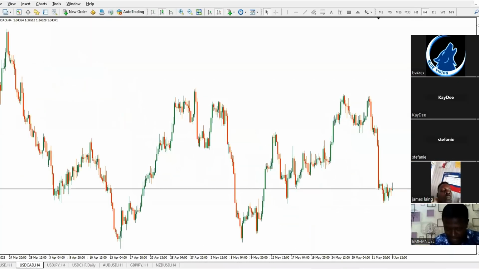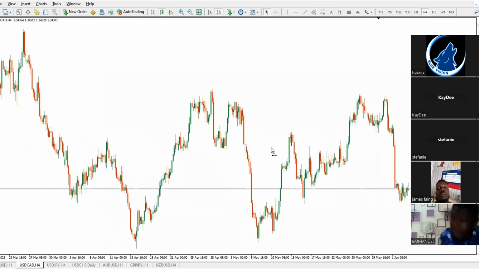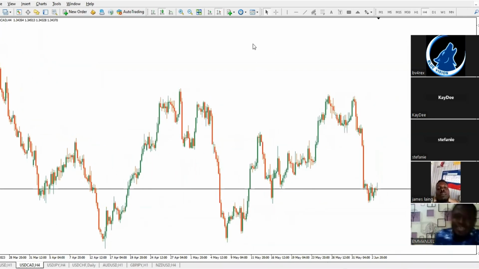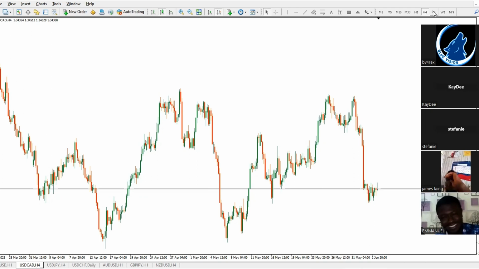So USD, this is the chart right here. And then this is one other market which has a lot of potential. It has a lot of potentials as well. So the first thing I always do is to begin from the high time frame. Your top down is always very necessary.